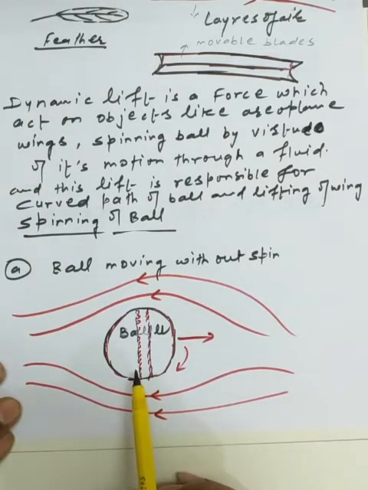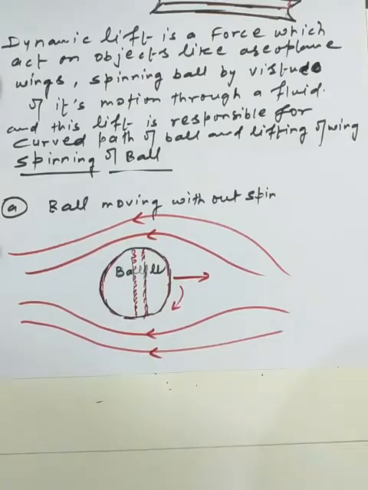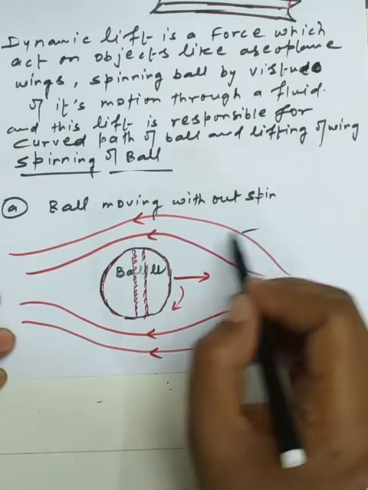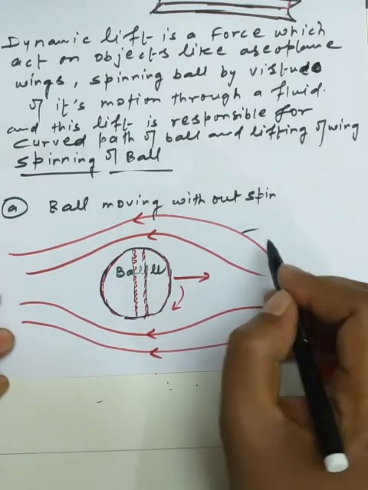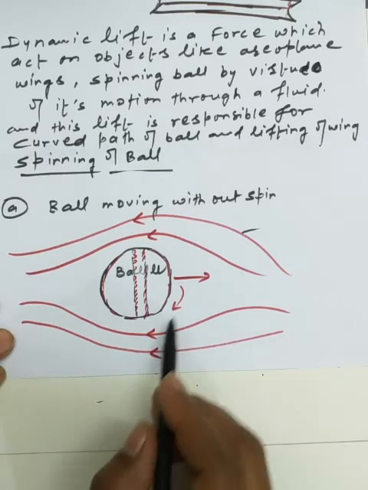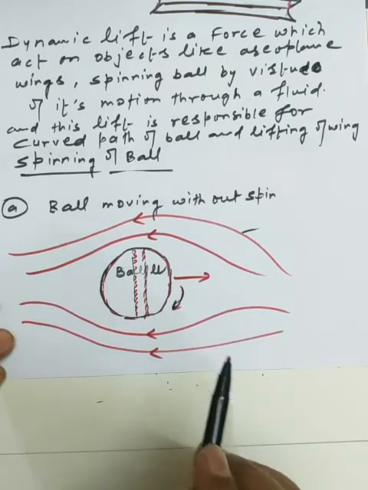Now here we are just assuming there is a leather ball, and we are just making the bowling. Here we are explaining the meaning of the ball moving without spin. So what will happen? We are assuming these are the movement of the layers of air, or the fluid, and the ball is moving in the fluid. Now suppose the ball is moving in the forward direction, opposite to the direction of the layers of air.